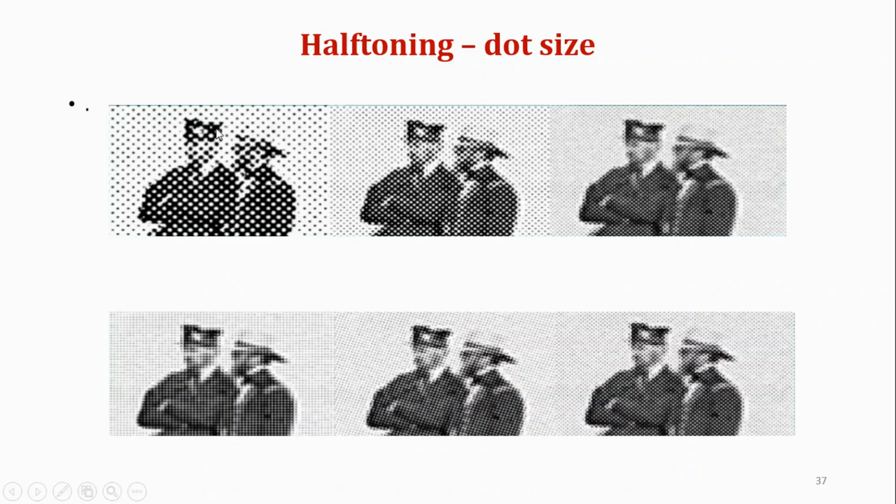So the first one has a higher dot size, then less dot size, and less dot size. More dots provide smoother images. Check out the various dot sizes given for halftoning the images.